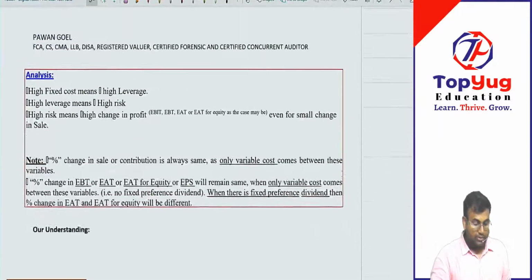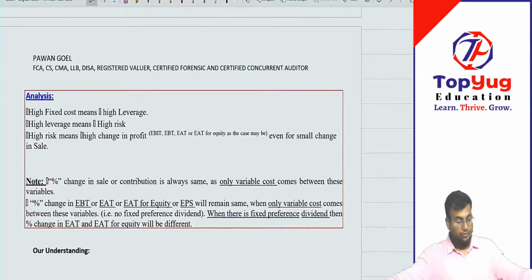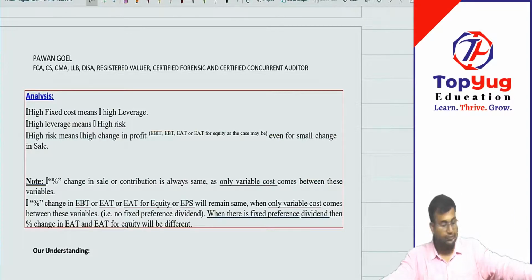Now there are some small analysis for you. What does the analysis say? High fixed cost means high leverage. Needless to say, correct. High leverage means high risk, and high risk means higher change in profit. It could act any which ways. You might get more profit, you might get less profit, even for a small change in sale.